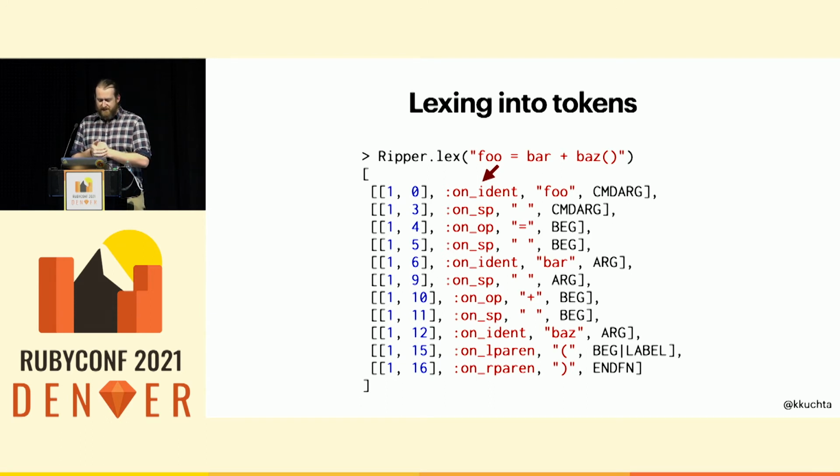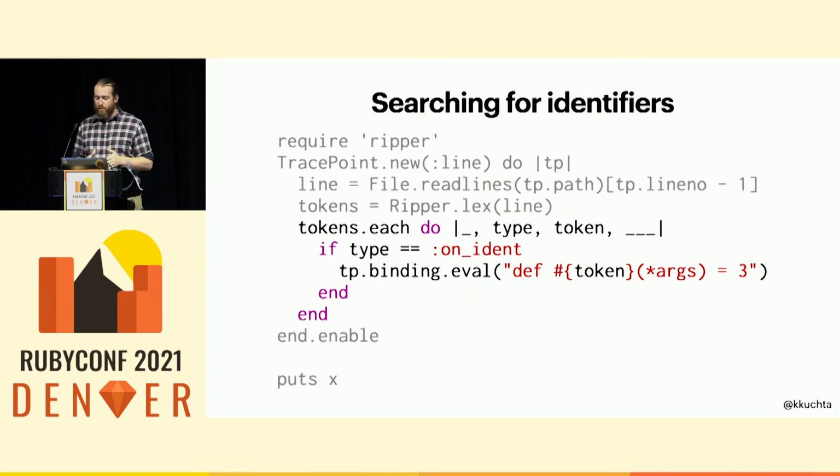And this seems like it could be useful, especially the identifiers. Because remember, we wanted to take a line of Ruby code and break it apart into all the component pieces and find the variables so we could just in time define them. Well, all right, here we are back in our TracePoint bullshit, where we lex apart each line into tokens, and then for each token, we check if it's an identifier. And if it is, we define it to be 3, because 3 is the best number.